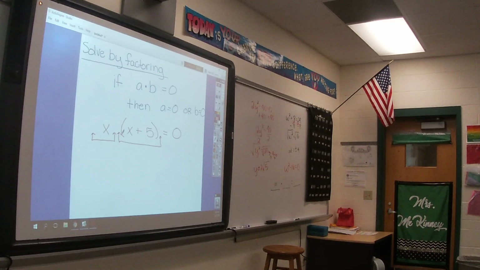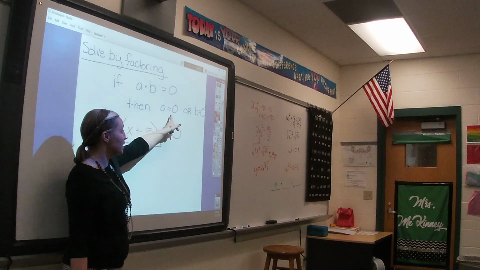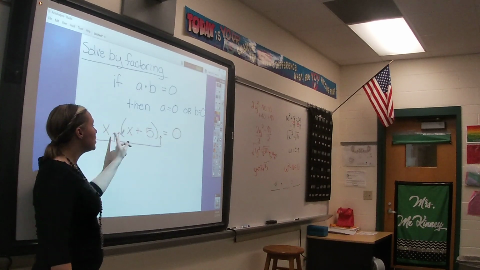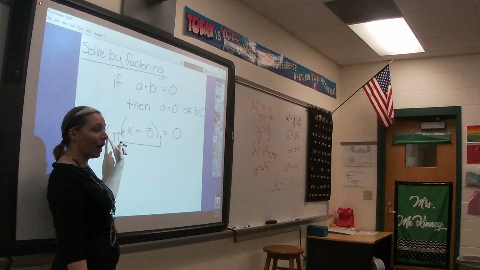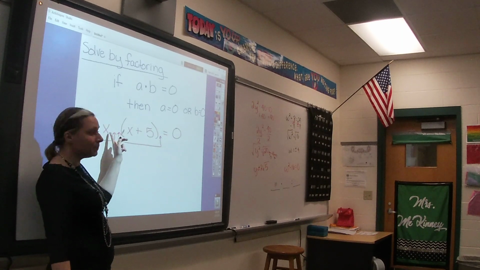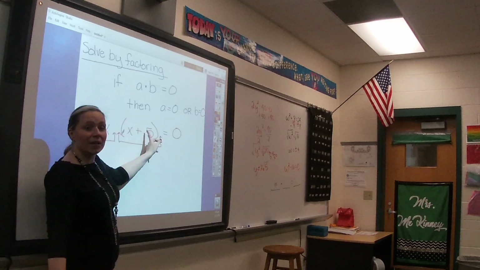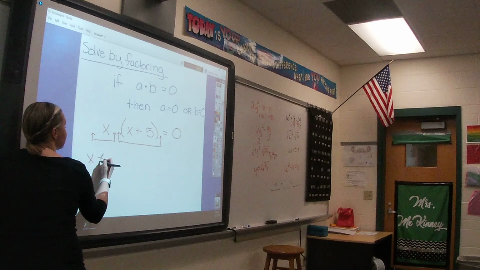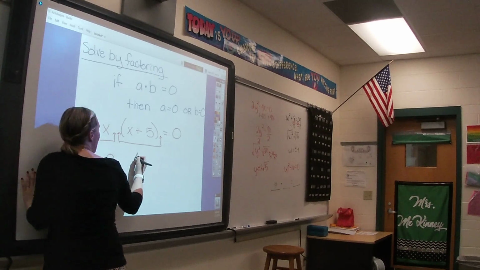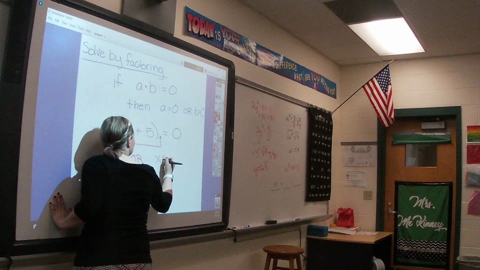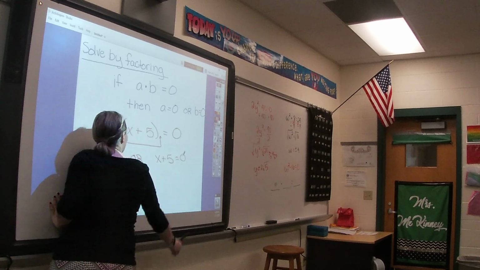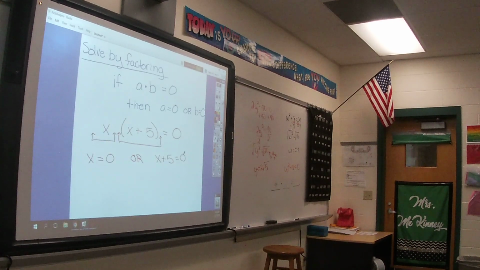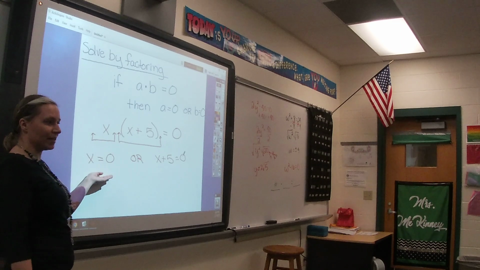We can set each of these things then, by this statement, we can say each of these things then, either the first one has to equal 0, or the second one has to equal 0. So either x has to equal 0, or x plus 5 has to equal 0. Well, x equaling 0 is just given to us. This says x equals 0.